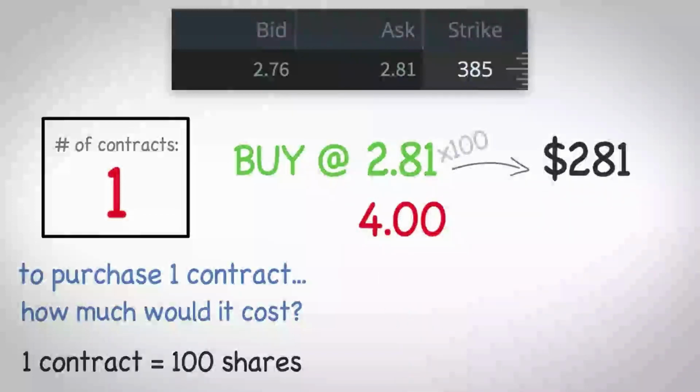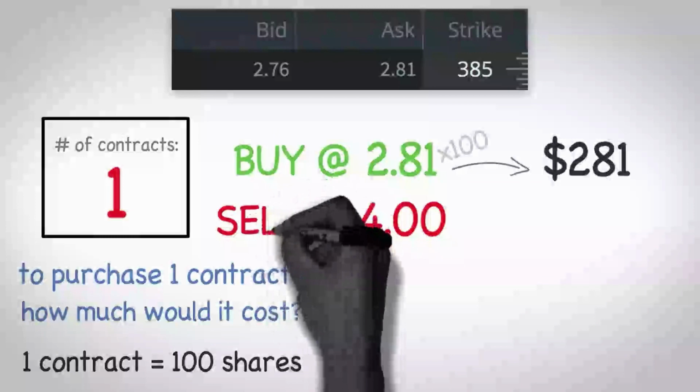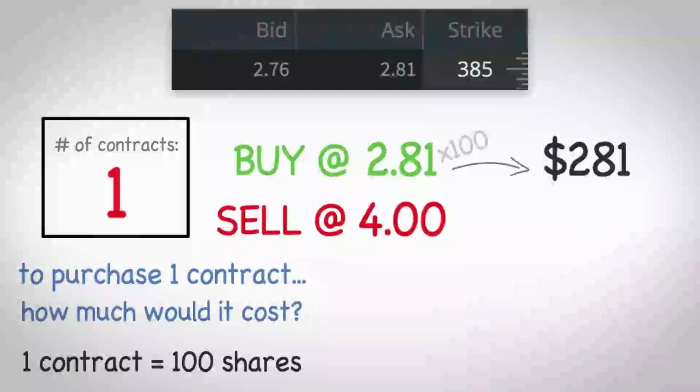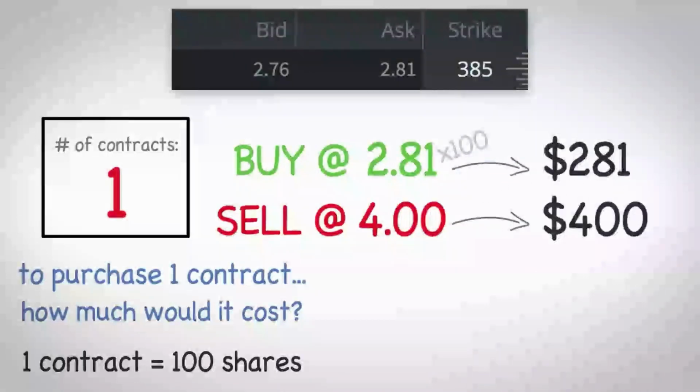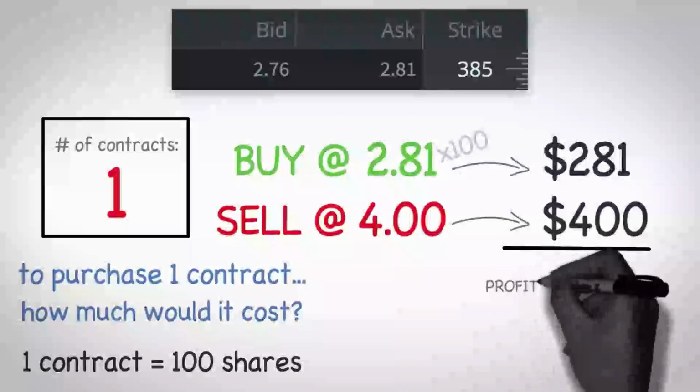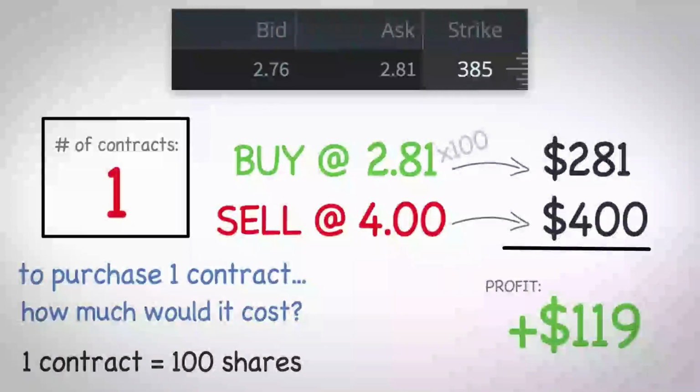Now, just like trading any asset, we constantly have to make decisions about when to sell, and we could of course hold this and hope it goes higher. But let's assume that we have decided to sell this option and take our profit. So we close this position by selling the call option that we own at $4. So if we bought something for $281 and we sold it for $400, it's pretty clear that we made a profit of $119.